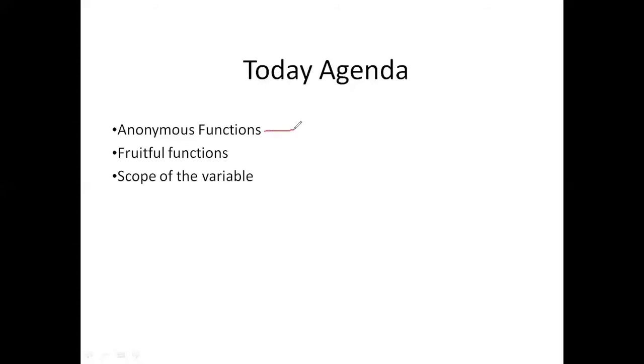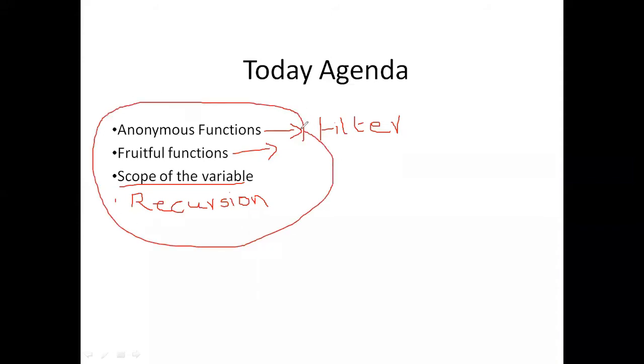In the last class we discussed anonymous functions. In today's class we are going to discuss another function, the filter function. After that, the fruitful function. A fruitful function is nothing but a function that returns a value. After that we discuss the scope of a variable and recursion also. What is recursion? Recursion is when a function calls itself. We are going to discuss all these topics in detail.